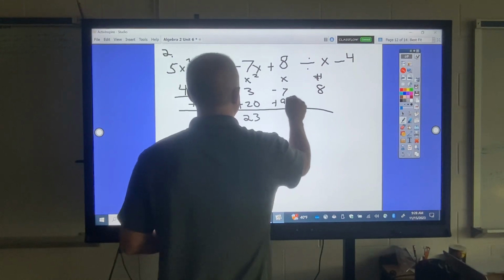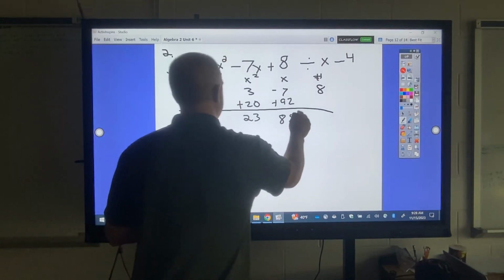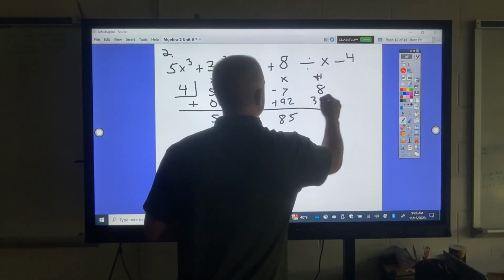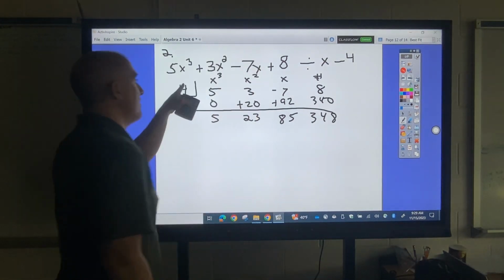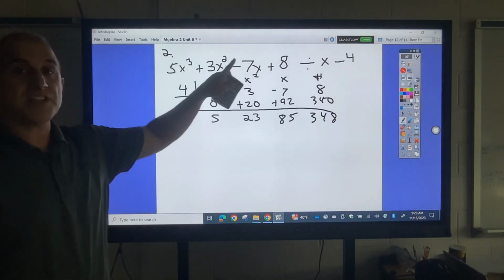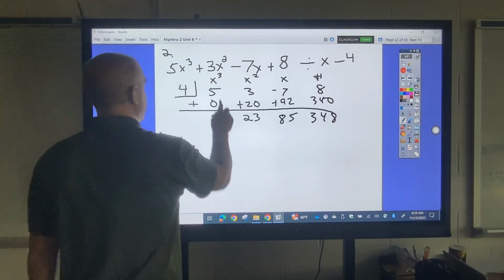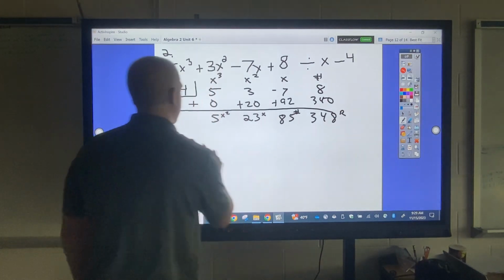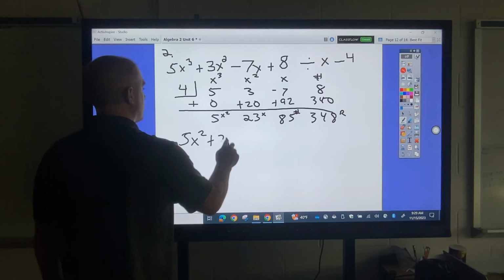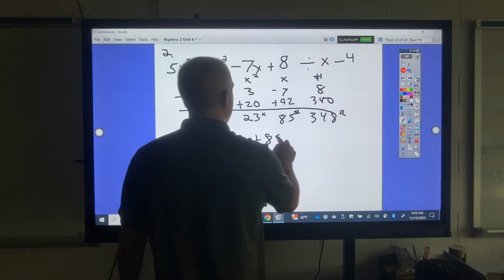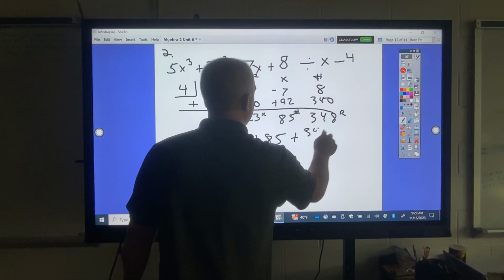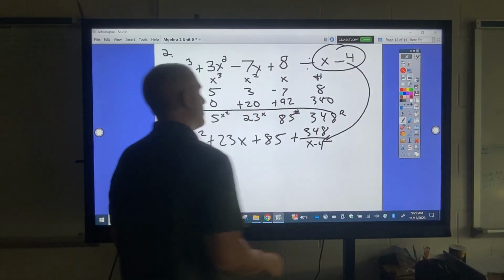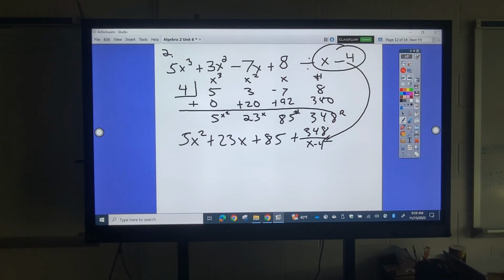92. That's going to be 85. 85 times 4 is 340. This is 348. Now, a couple things you know. 4 is not a solution of this. X minus 4 is not a factor. Now, let's talk about it. This is x. It's going to be x squared, x number, remainder. So what I got is 5x squared plus 23x plus 85 plus 348 divided by whatever you divided it by, that's what goes there. And that's how you write the remainder, okay?